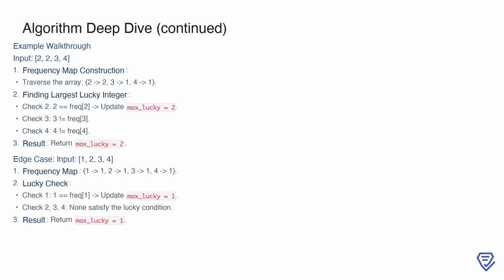Now consider an edge case with the input 1, 2, 3, 4. The frequency map becomes 1-1, 2-1, 3-1, 4-1. Among all the numbers, only one satisfies the lucky condition, so max_lucky is updated to 1. The output in this case is 1.